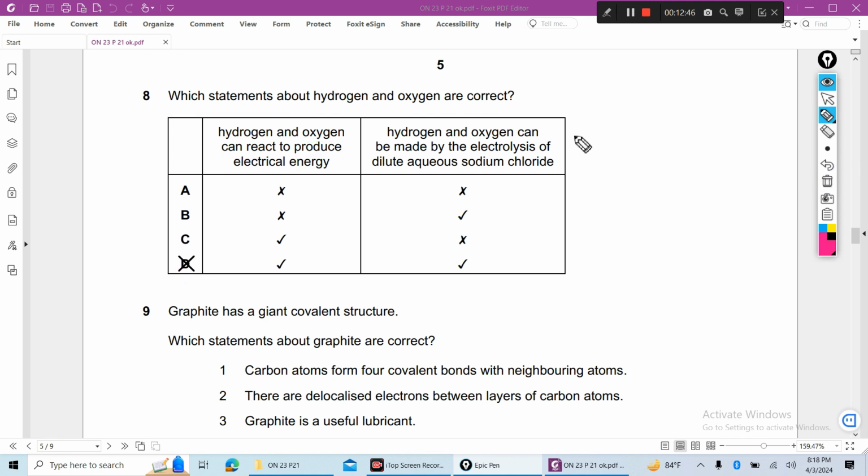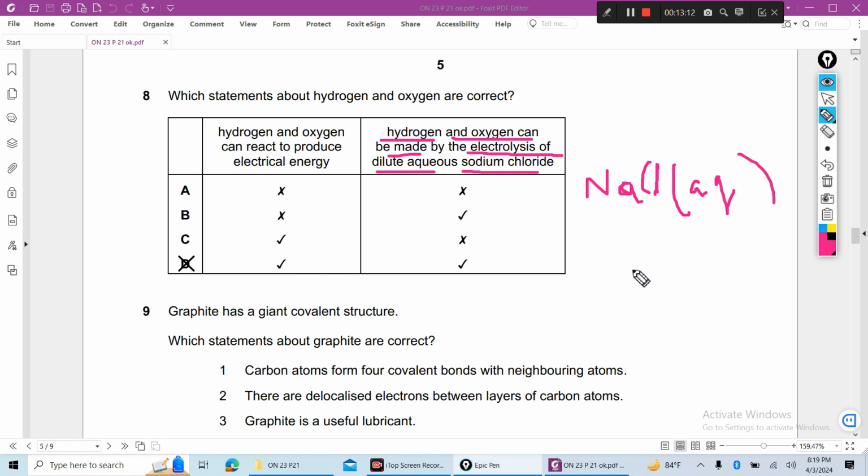and hydrogen and oxygen can be made by the electrolysis of dilute aqueous sodium chloride. Yes, dilute aqueous sodium chloride.